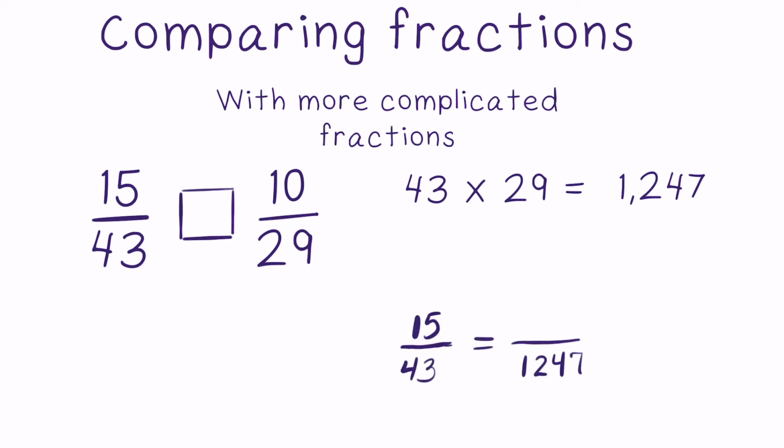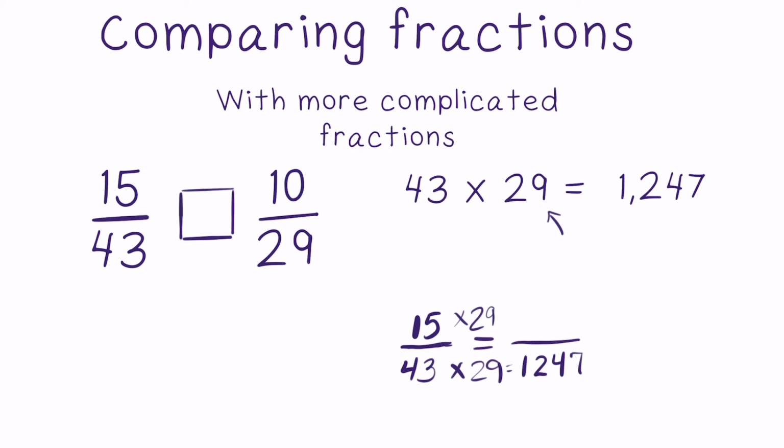Okay, so our next step is to take the first fraction, 15 43rds, and to find the fraction that's equivalent to it that has the denominator of 1,247. So we have to determine what do we multiply 43 by in order to get 1,247. Well, we know because we did the work up here. We've got our work shown here. You can just remember that it is 29, okay? So 43 times 29 equals 1,247. And so I've got to do the same thing with the numerator as I did with the denominator.